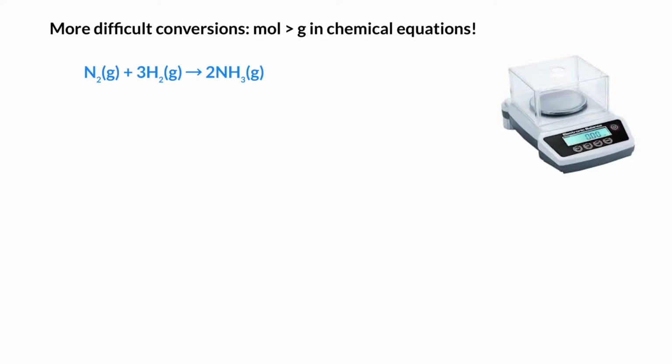So here's our chemical reaction again. So that nitrogen plus hydrogen goes to ammonia. And maybe we want to know something like this. So for instance, if we had, say, 4.0 moles of nitrogen, and we wanted to know how many grams of ammonia we would make from that. So, oh gosh, how are we going to do that?